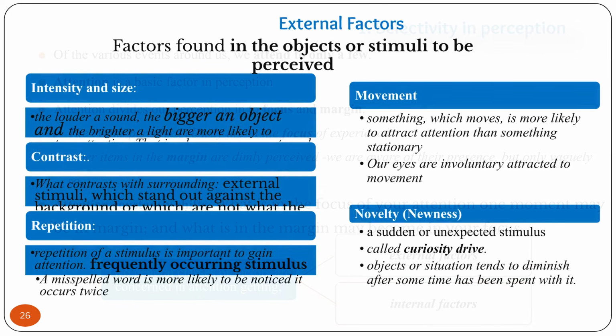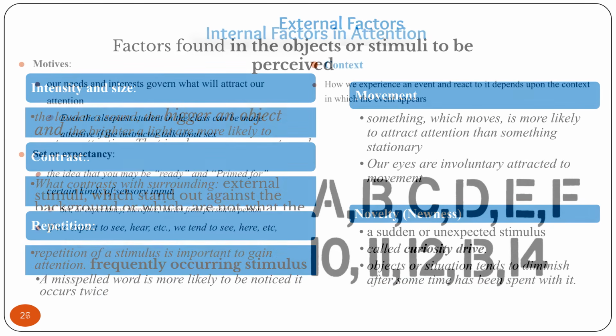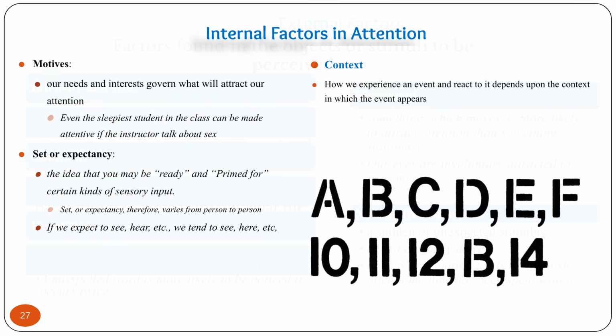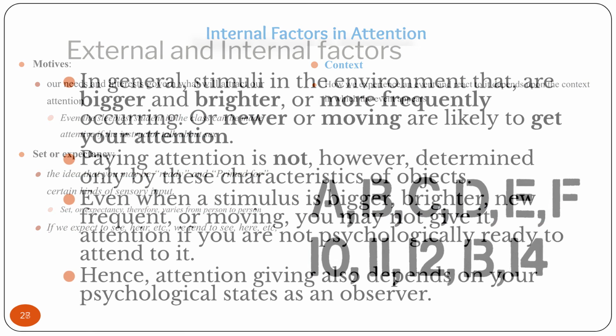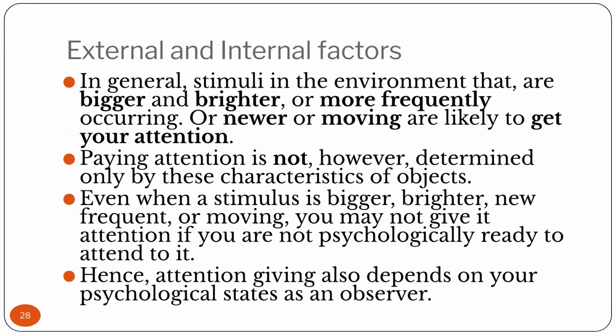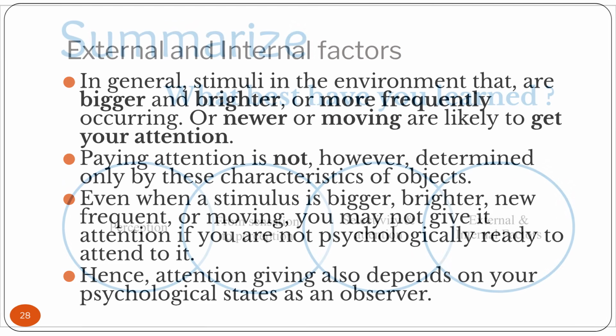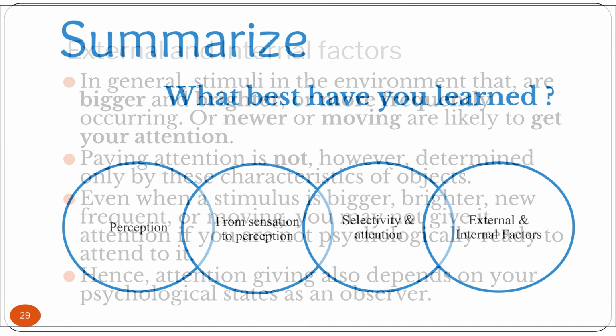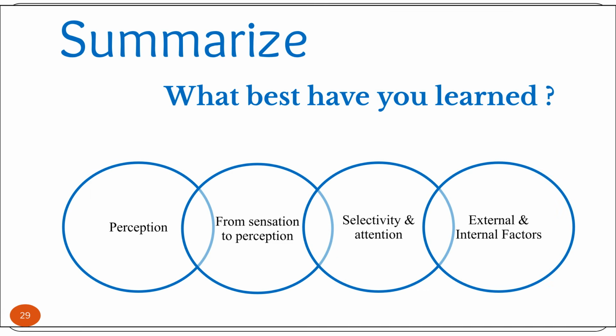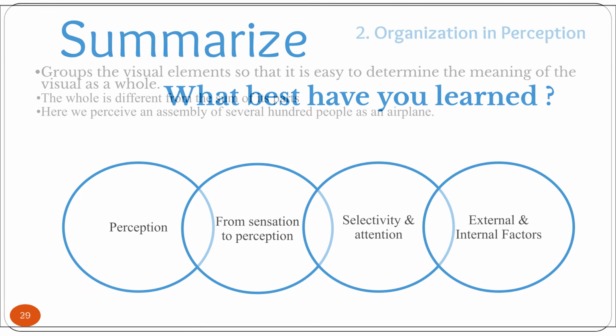External factors that attract attention include intensity and size, contrast, repetition, movement, and novelty or newness in the environment. Internal factors influencing attention include motives, such as needs and interests, set or expectancy, and the context in which an event appears. Attention is determined by both external factors of the stimuli and internal psychological states, which determine readiness to attend. This slide summarizes the concepts of perception, from sensation to perception, selectivity and attention, and external and internal factors.